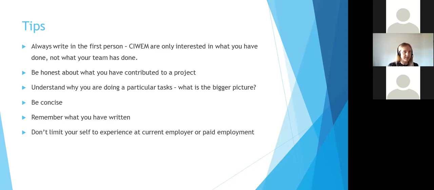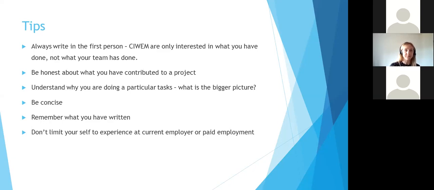Again, just quickly running through the tips, same week on week. Always write in the first person, so I'm only interested in what you've done, not what your team has done. Be honest about what you've contributed to a project. Understand why you are doing a particular task. What is the bigger picture? So again, drawing on those bigger picture examples and how you're feeding into them, as well as your more specific project examples and personal examples.